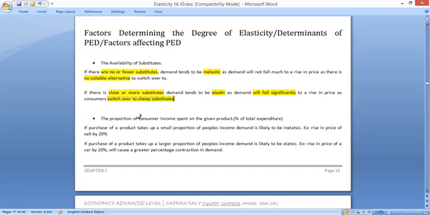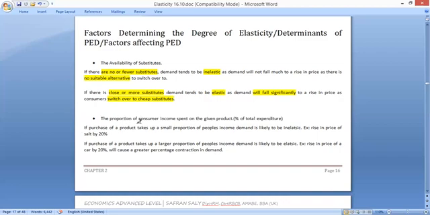So when you're writing in the exam, for one of the factors, you say availability of substitutes, and then under that you simply say no or fewer substitutes, inelastic demand; more substitutes, elastic demand. So you give a small briefing like that.